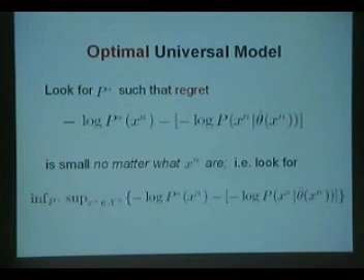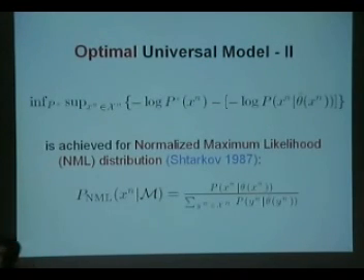So you look at all possible sequences, you look at what's the worst that can happen here. You know that that must always be larger than zero, and then you pick the P star to minimize the difference. Now it turns out that you can actually solve for this P star, which is pretty easy to solve for. And you get something which is called the normalized maximum likelihood distribution, or the Shtarkov distribution, because Shtarkov is the first who came up with it in a different context.